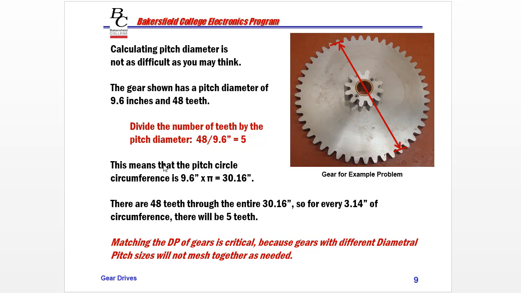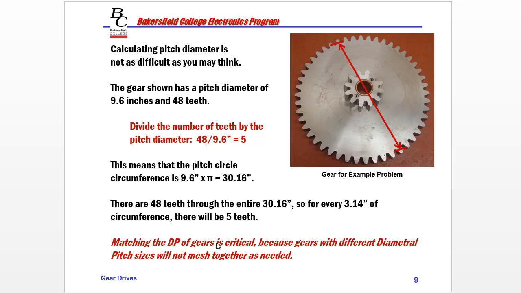But what this means is that the pitch circle circumference is 9.6 times pi. That's the circumference, which is 30.16 inches. That's the circumference of this imaginary line going through the middle of the teeth. So there are actually 48 teeth through the entire 30.16 inches. So for every 3.14, there will be 5 teeth. But this can be very complicating to figure out, so it's easier just to take the number of teeth divided by the pitch diameter.